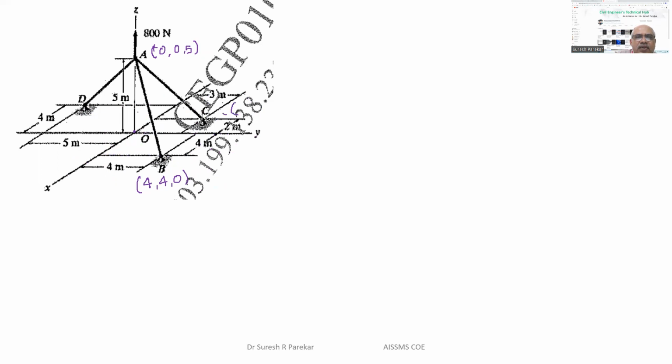For C, parallel to x-axis, we have 2 meters, but it is in negative direction. So we have it as -2. Then for Y, parallel to y-axis, we have this distance which is 3 meters. And Z we have 0. So -2, 3, 0. Then D.